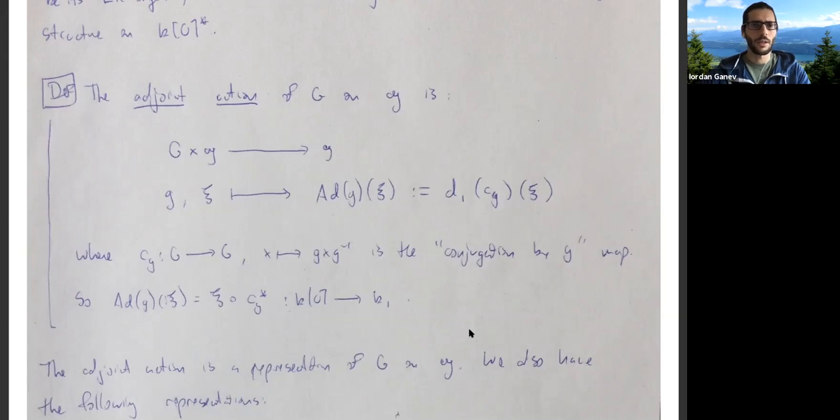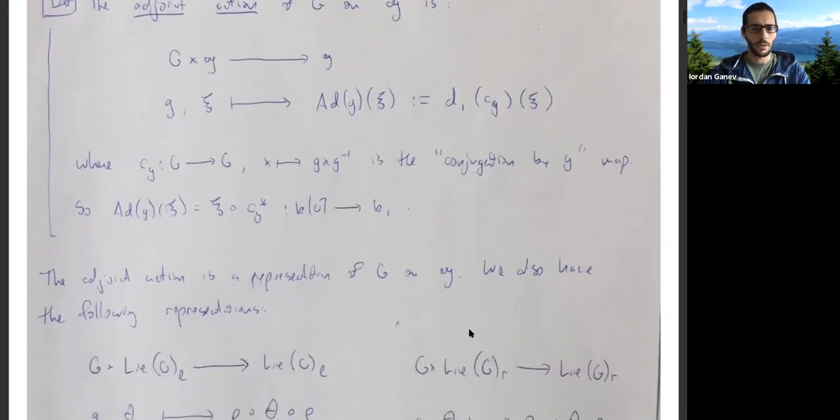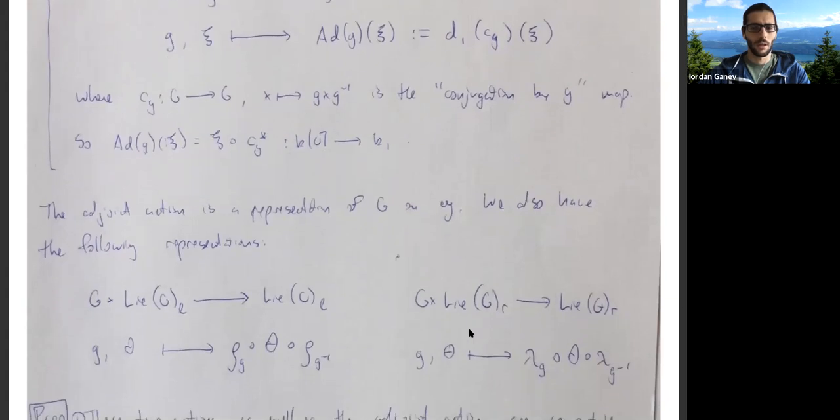Okay, so that's one way to think about the adjoint action. There's another way to think about it in terms of left and right equivariant vector fields. So we have the following representation. If we take a left equivariant vector field, or left invariant vector field, then G can act on it by conjugating by the action on the affine algebra coming from right translations. So remember, we had these rho and lambda. These were coming from the right and left translation actions respectively.